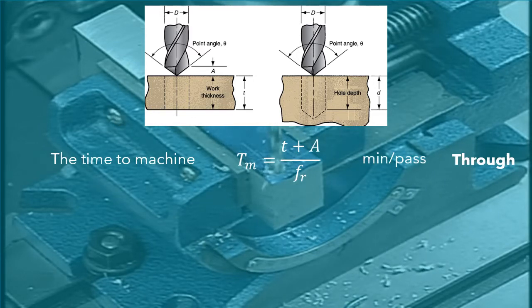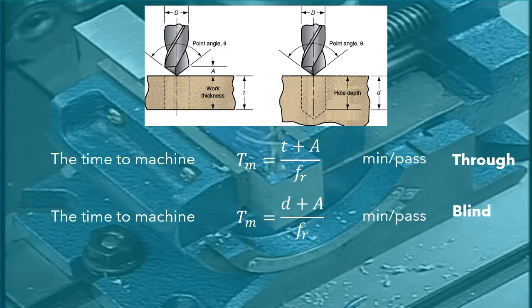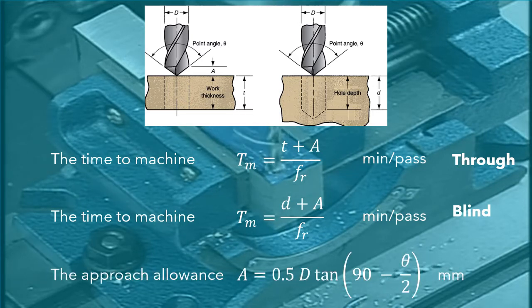In a blind hole, the depth d is defined as the distance from the work surface to the depth of the full diameter. Thus, in a blind hole, the machining time is given by the following formula. A in both equations is the approach allowance and is given by the following formula.